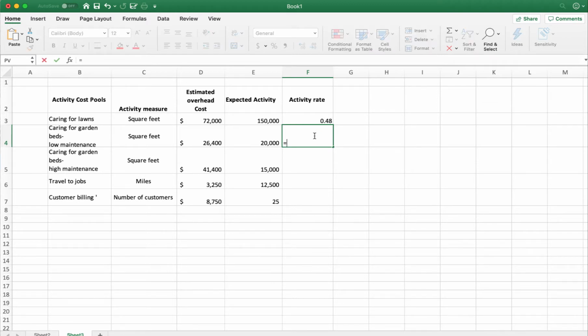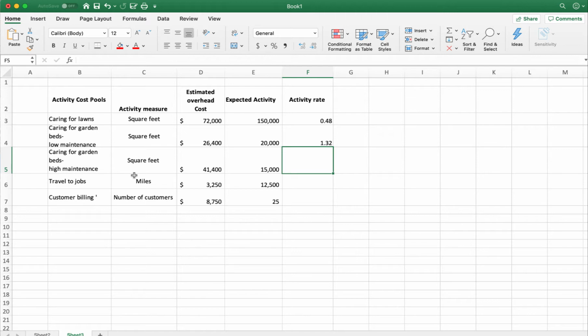We do the same thing for caring for low maintenance beds, right? 26,400 divided by 20,000 gives us $1.32. So if we have a low maintenance garden bed, whatever, we're going to incur a cost of $1.32 per square foot, right? Because the total overhead costs that are consumed by this activity are $26,400. We expect to care for 20,000 square feet of low maintenance garden beds.